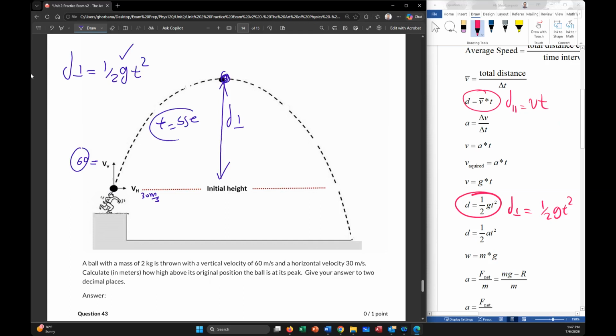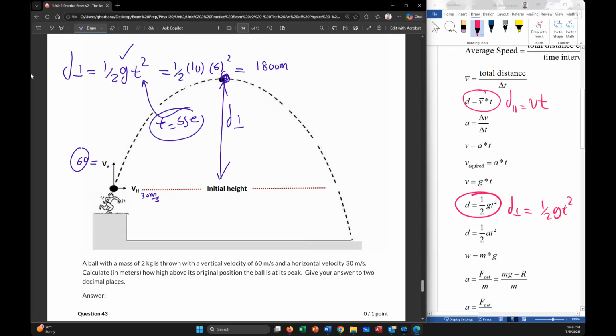And I just need to plug this 6 seconds in here, yes? It's going to be 1 over 2, times 10, times 6 to the power of 2, yes? Okay, it's going to be 180 meters, okay? Does it make sense what is happening exactly?